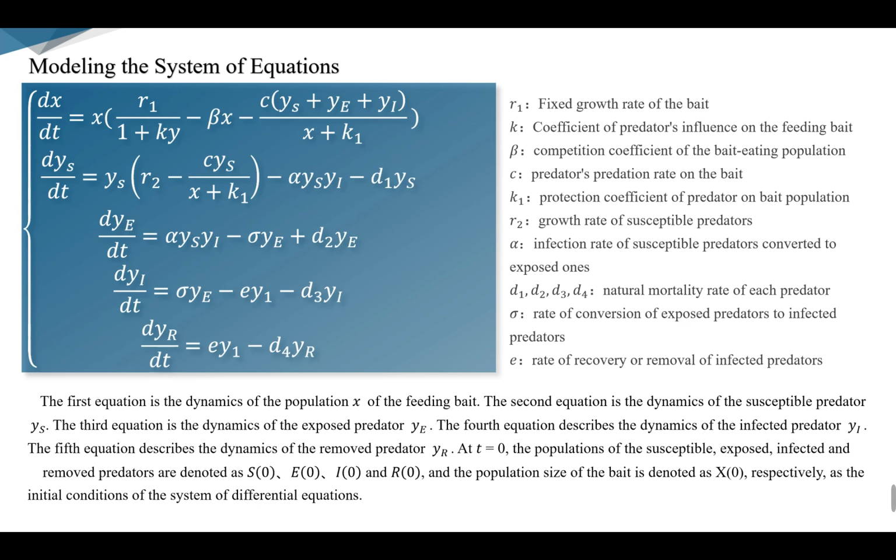The specific model equations are shown on this page. The first equation is the dynamic of the prey population, the second equation is the dynamic of the susceptible predator population, the third equation is the dynamic of the exposed predator population, and the fourth equation describes the dynamic of the infected predator population. The fifth equation describes the dynamic of the removed predator population. When t equals 0, the populations of susceptible, exposed, infected, and removed predators are denoted as S0, E0, I0, and R0, respectively, and the population size of the prey as X0, as initial conditions of the system of differential equations.